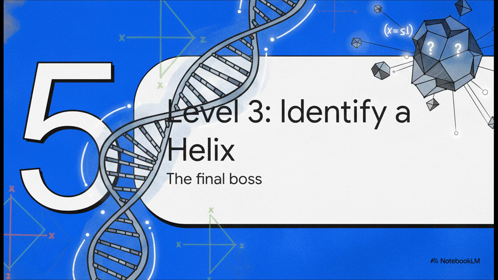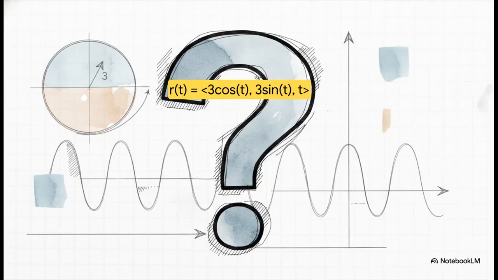All right, you've made it. It is time for the final challenge. Now this one is less about just plugging numbers into a formula and more about being a detective, recognizing a shape from its equation. You can think of this as the final boss of our explainer today. So, what kind of path does this function trace out? We've got r of t equals 3 cosine t, 3 sine t, and just t. Let's break it down and figure it out.